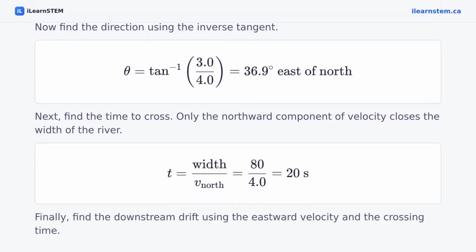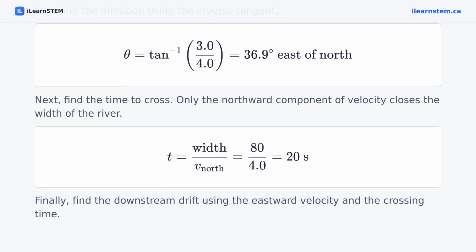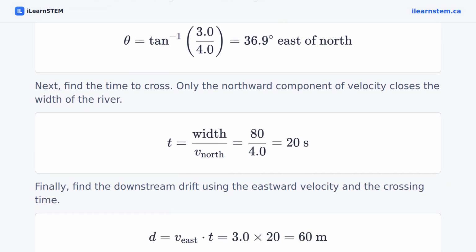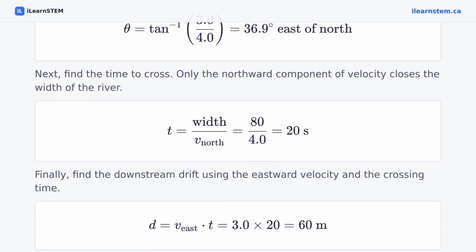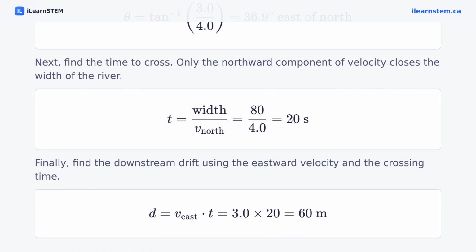Finally, find the downstream drift using the eastward velocity and the crossing time. D equals V east times T, which is 3.0 times 20, giving 60 meters.